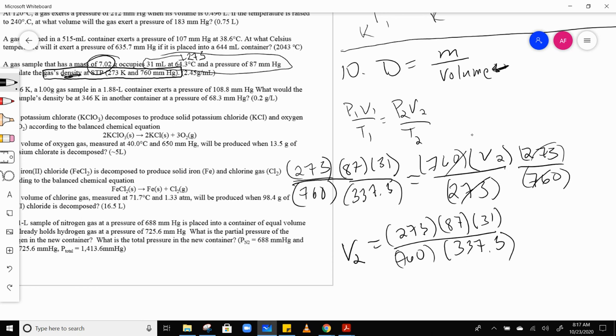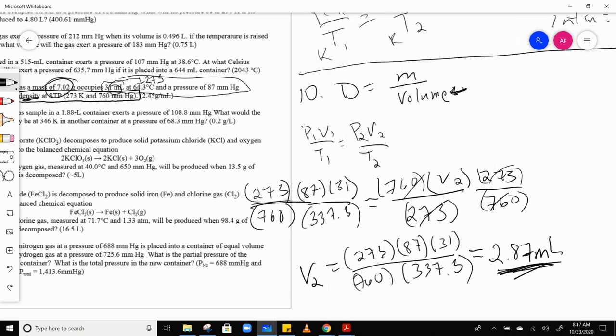And I get the volume to be equal to 2.87. Now, the volume is going to be in the same units that I used, and the units that I used was milliliters. So it's 2.87 milliliters. Okay, so 2.87 milliliters is my volume. But that's not what they asked for. They asked for the density.